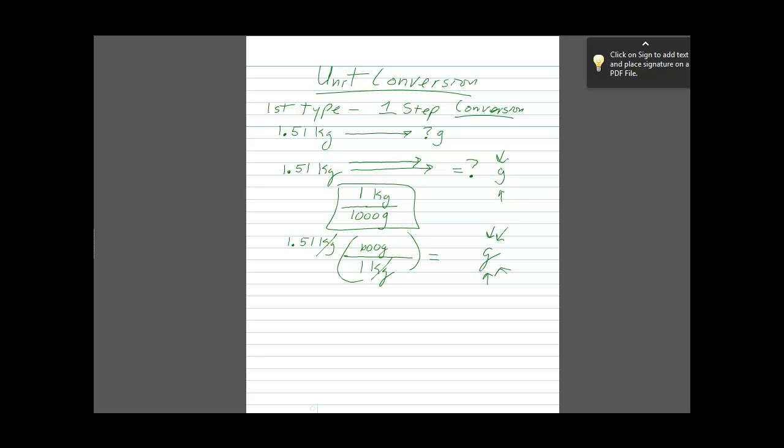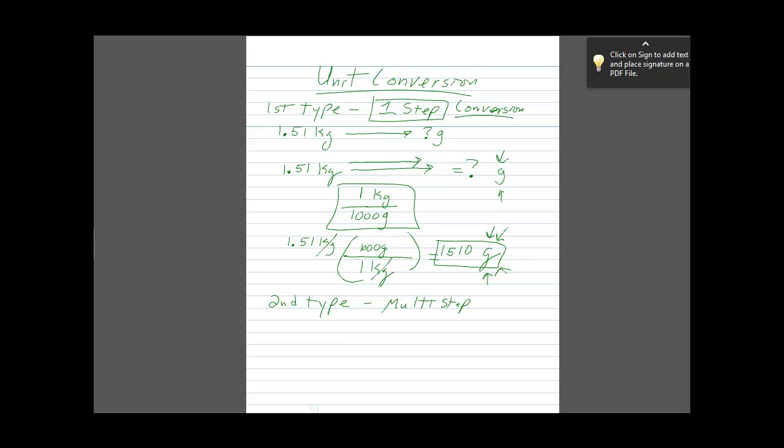And then I go through the calculation of 1.51 kilograms multiplied by 1,000 gives me 1,510 grams as my answer. And this is a one-step process, and we call it a one-step process because you do it in one step. Now, when you have a multi-step process, maybe it takes 2 or 3 steps to do it, how do you go about doing that?